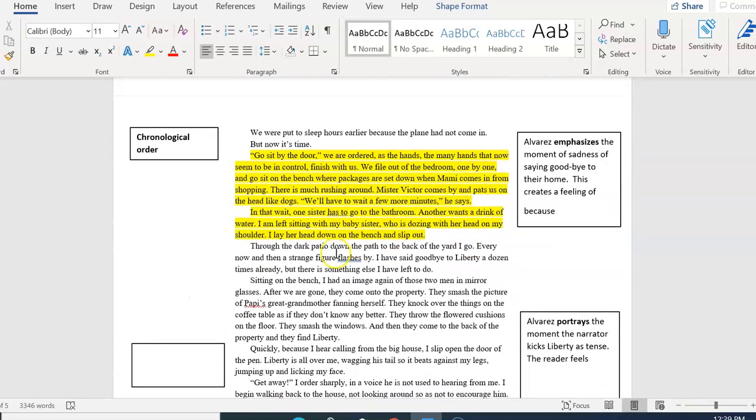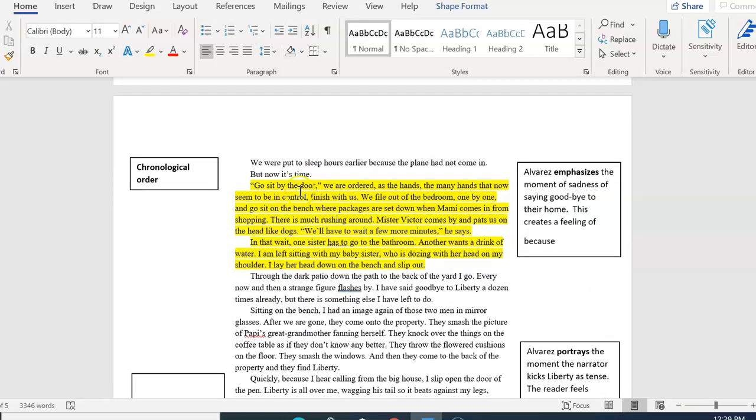We're almost done. All right, so there's this element of plot, which is chronological order. Chronological order is the way something is told. And so we have this chronological order of what they do. Go sit by the door. Go do this as they're waiting. So why does Alvarez do this? I labeled it chronological order, and Alvarez emphasizes the moment of sadness of saying goodbye to their home.